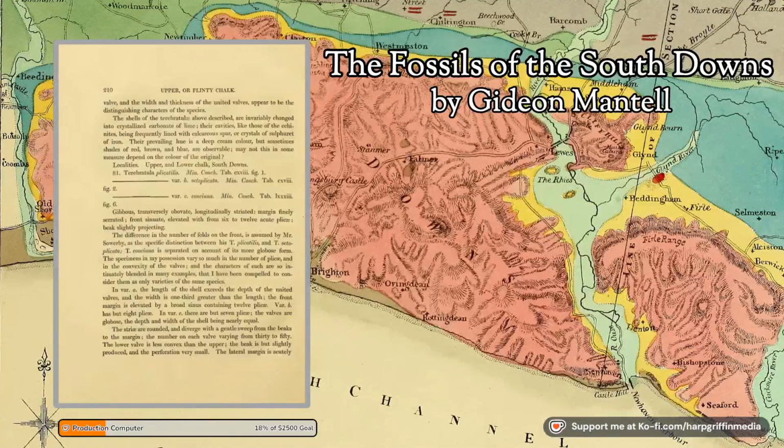The shells of the terebratulae above described are invariably changed into crystallized carbonate of lime, their cavities, like those of the echinites, being frequently lined with calcareous spar, or crystals of sulphuret of iron. Their prevailing hue is a deep cream color, but sometimes shades of red, brown, and blue are observable. May not this in some measure depend on the color of the original? Localities: Upper and Lower Chalk, South Downs.